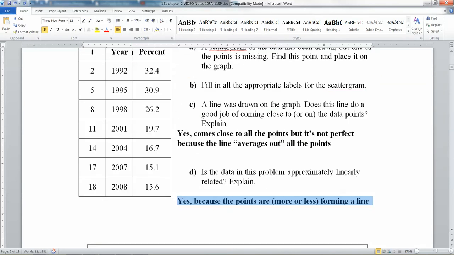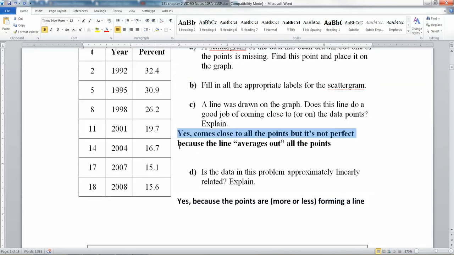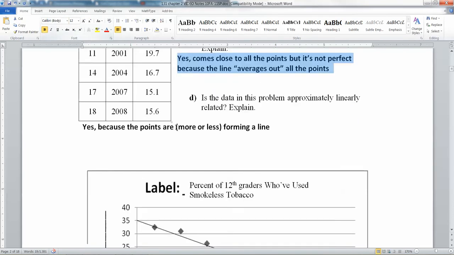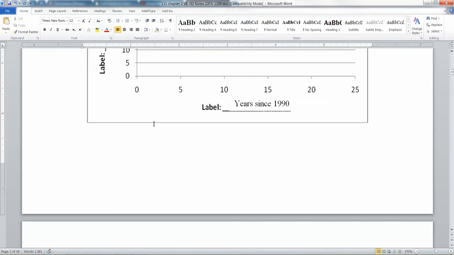All right, all done with that. Now we need to move on to the next page and start answering some other questions. Let's see what we got.